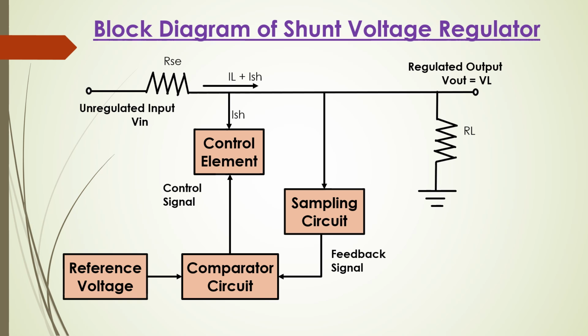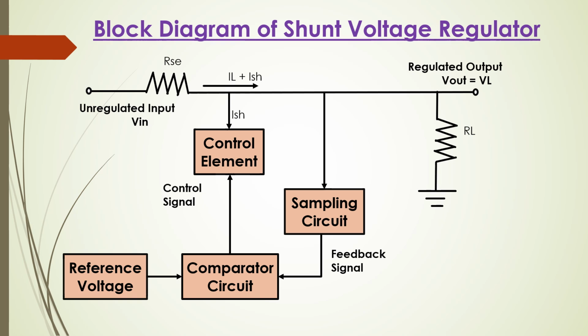The control element will be in parallel with the load, and other than that all the elements present in the series voltage regulator will be available. For a normal voltage regulator we will need a comparator. So a sampling circuit will sample the output and give it to the comparator, which will compare it with the reference voltage, and the error signal or control signal will come out of the comparator, which will be fed to the control element.